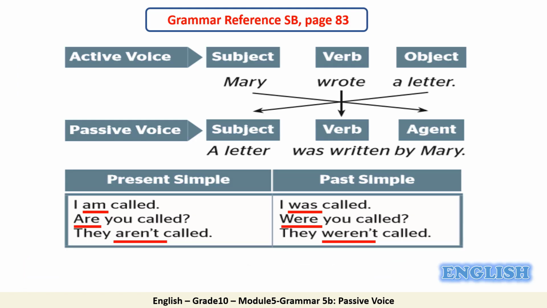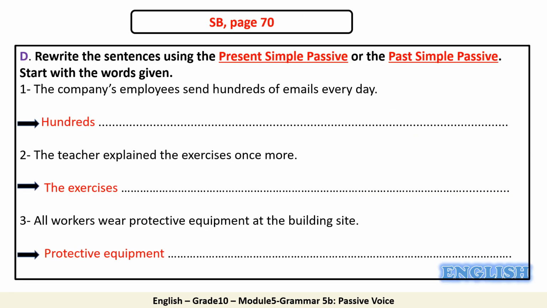You can read through the grammar reference, page 83, for further understanding. Move to your student book, page 70, activity D. Rewrite the sentences using the present simple passive or the past simple passive. Start with the words given. Pause the video and do the task.